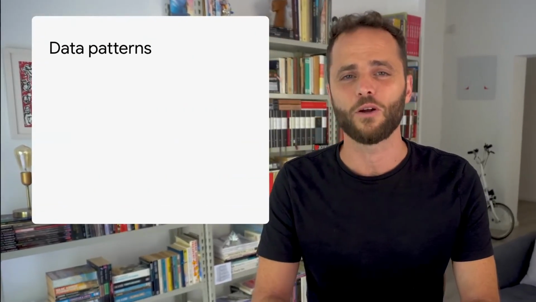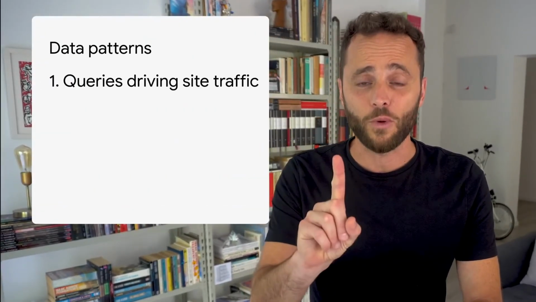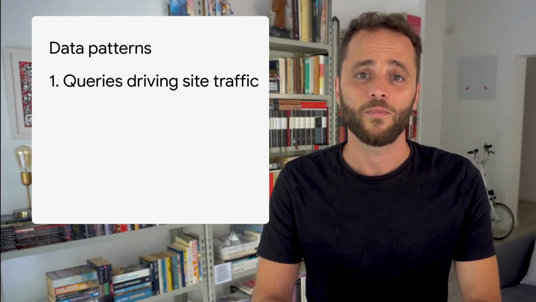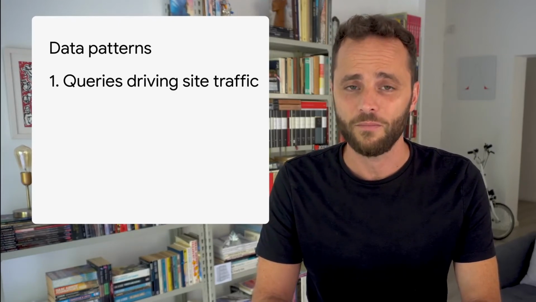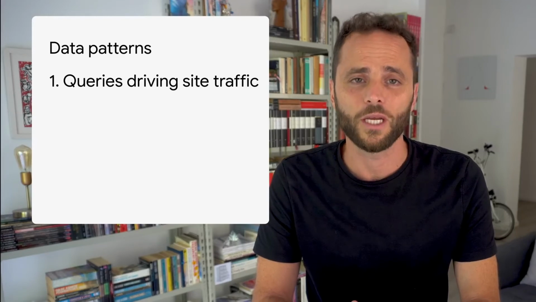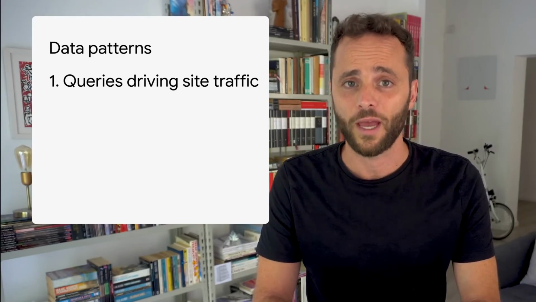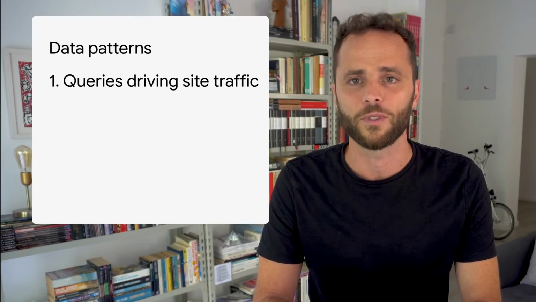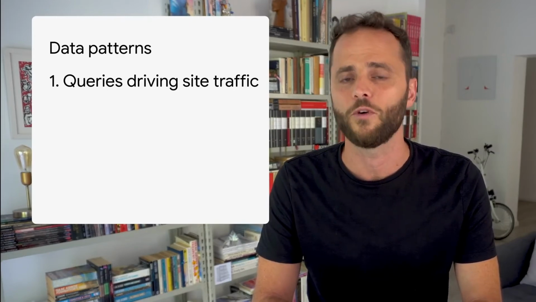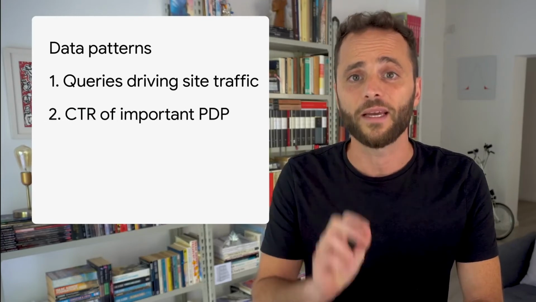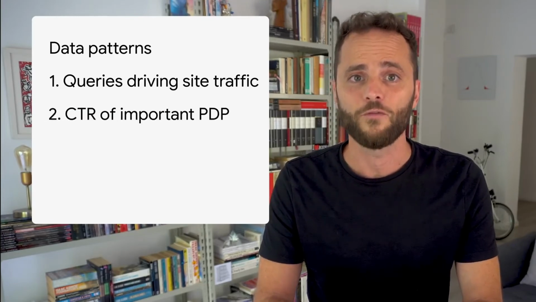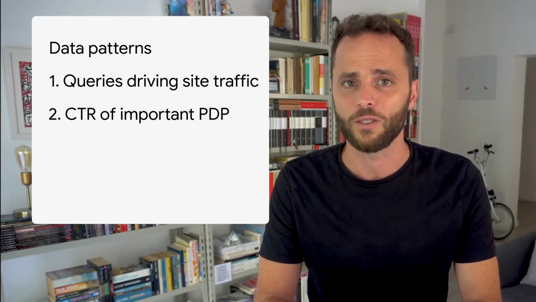You should look for patterns in your data that show how important a specific segment of traffic is. Here are 4 ideas you can start with. Check the queries driving traffic to your website. Are people searching for your business name, specific products, or the general kind of product you offer? Consider adding content to certain areas of your site to optimize your performance on search for queries you want to focus on. Check the click-through rate or CTR for your most important product detail pages.